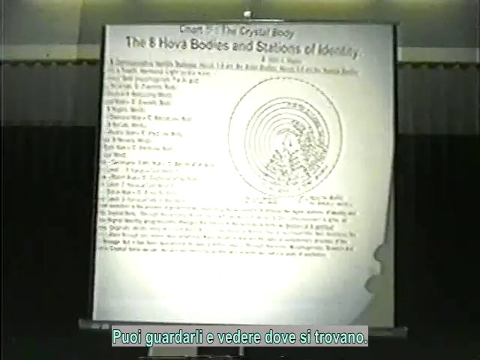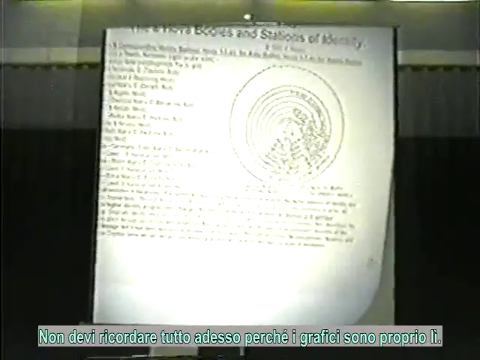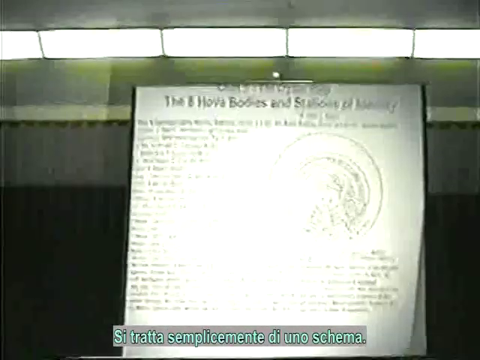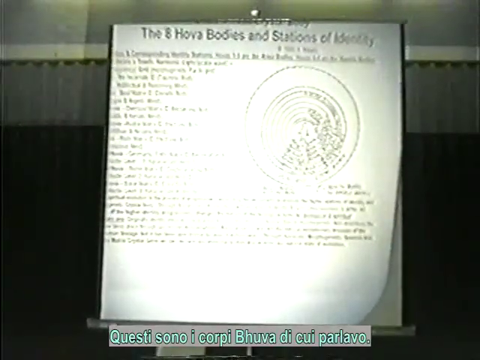And you'll be able to study this if you want to, at home. You can look at them and see where they are. You don't have to remember it all right now, because the charts are right there. Okay, just this side I need, really, just the diagram. They can read that later, it's not that important. Okay. These are the Huva bodies I was talking about.